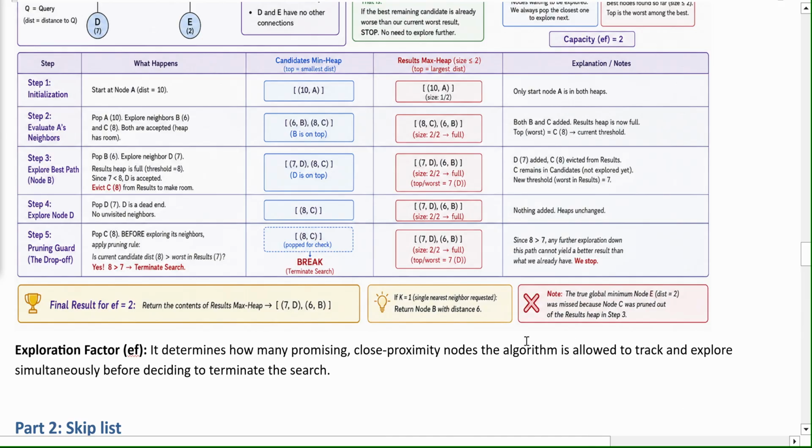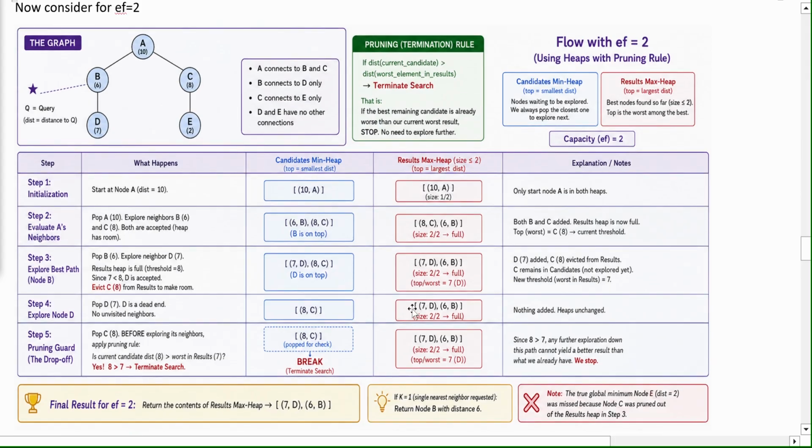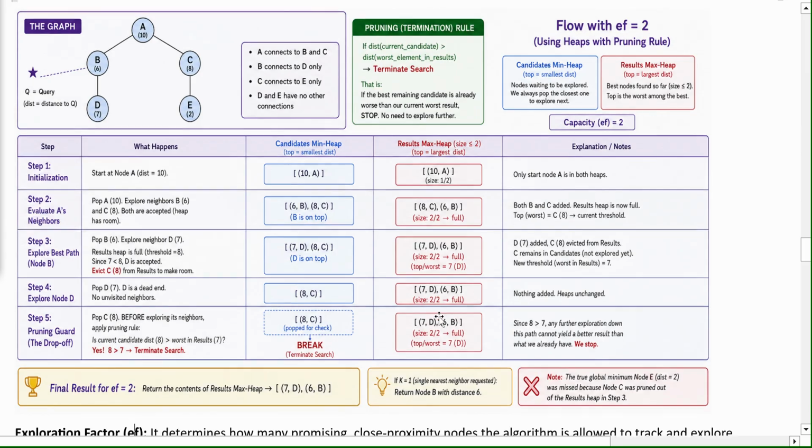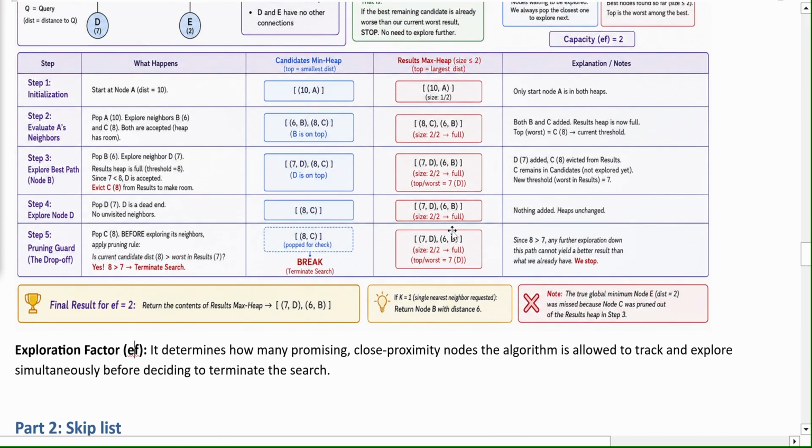So if we set the exploration factor as 2, it will track the two most promising nodes. Here we have two most promising nodes, D and B. See, this node is even worse than the promising nodes, so we are not checking this node. That's the point, it will only check the two most promising nodes.